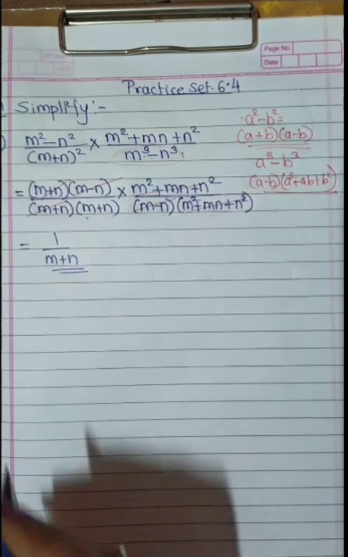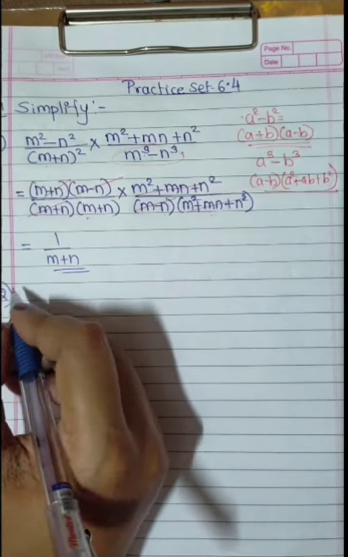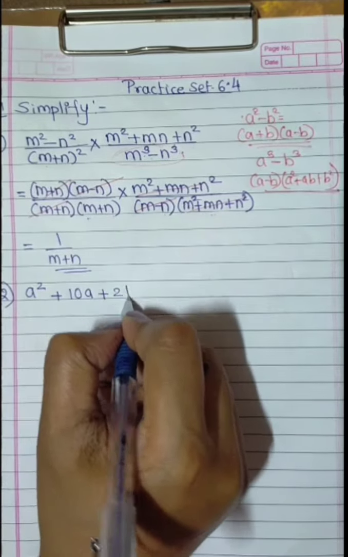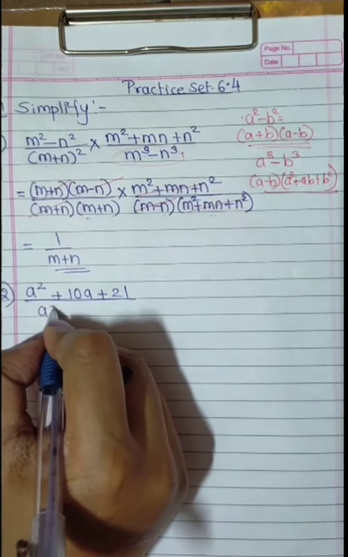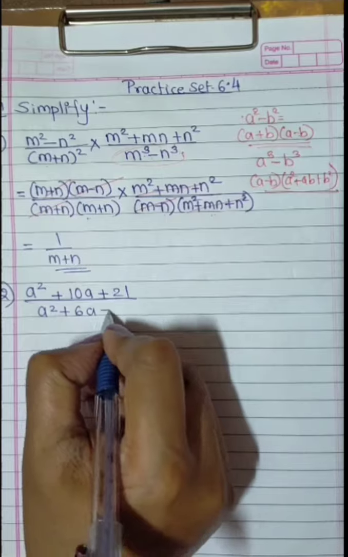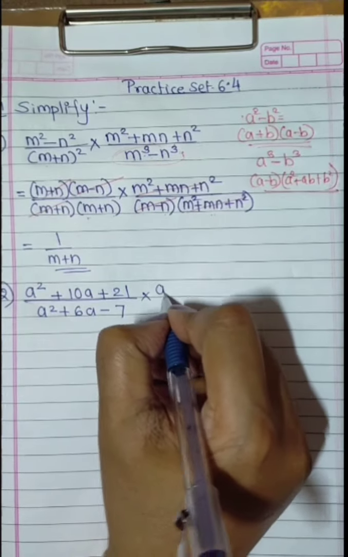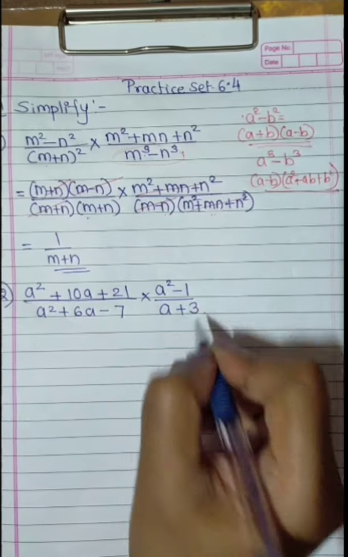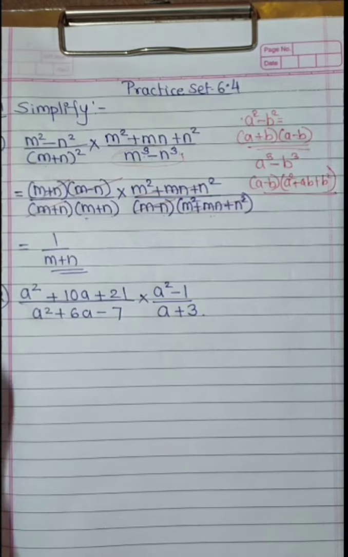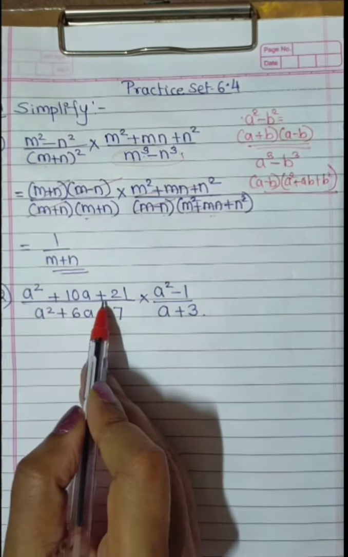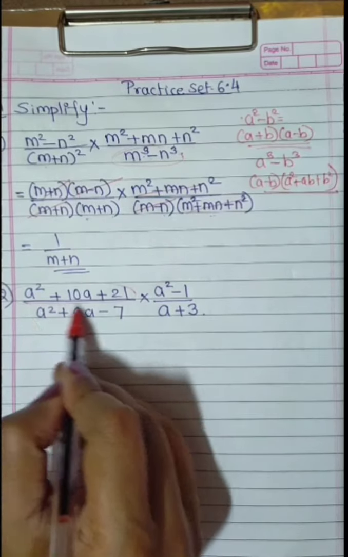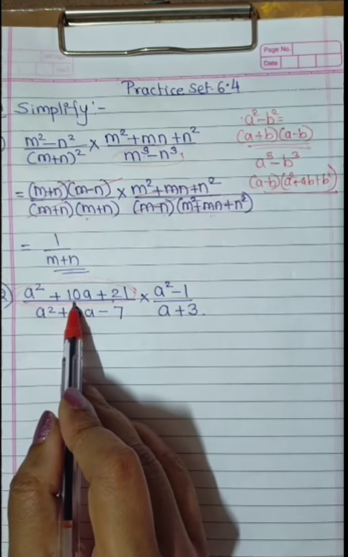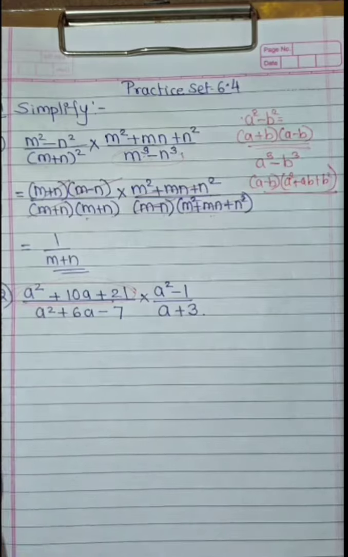Now we are going to move on to the second. Second question is (a square plus 10a plus 21) upon (a square plus 6a minus 7), into (a square minus 1) upon (a plus 3). Now here you can see a square plus 10a plus 21 is given. This we have already done in practice set 6.1. We have to split the middle term.